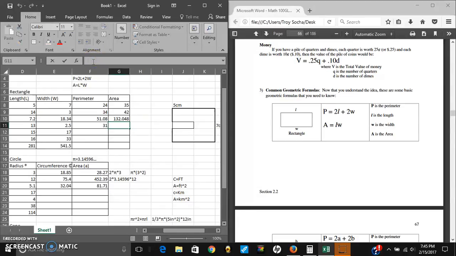For area, we do a similar thing. Except instead of that, we just say this cell times this cell.